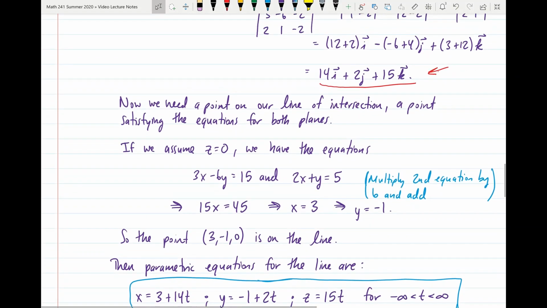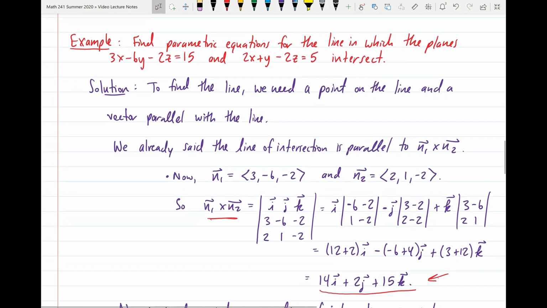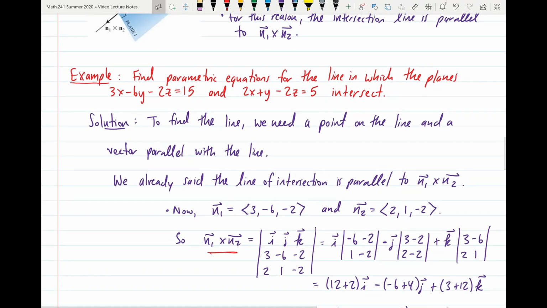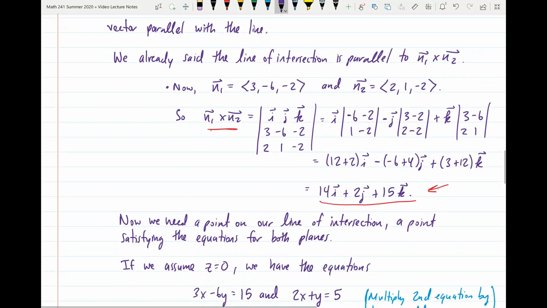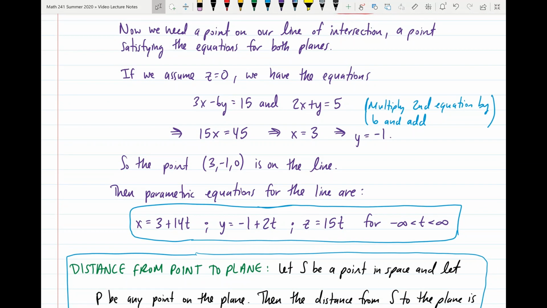Any point that lies on the line of intersection is going to be a point that satisfies both equations. By definition, the line of intersection is the set of points that satisfies both the equation for the first plane and the equation for the second plane. So let's see if we can find a point that satisfies both of those equations.